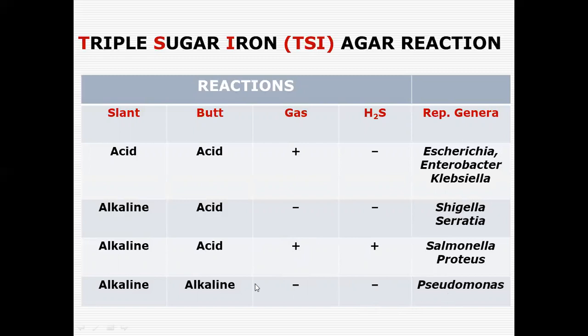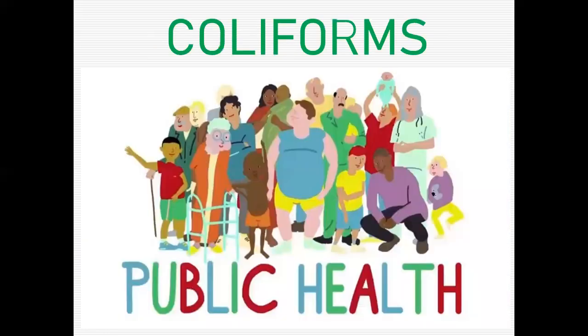So if you see there is no gas production, there is no blackening of the butt or slant, and both the butt and slant are alkaline, so we can go for Pseudomonas. So keeping in view these characteristics, we can really identify the genera of the microorganism on the triple sugar iron, which is a biochemical test reaction.